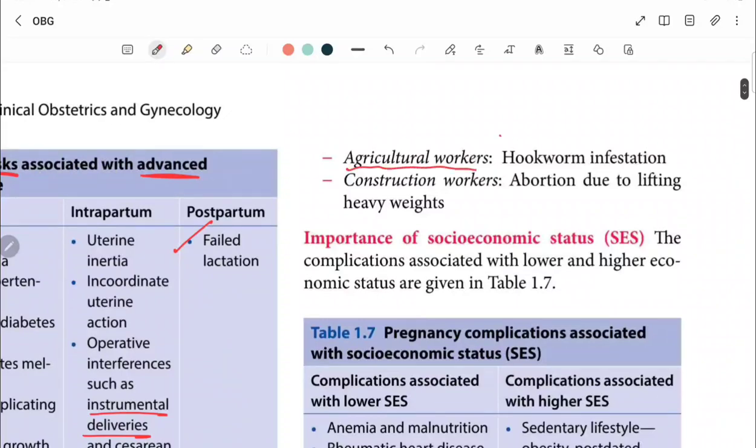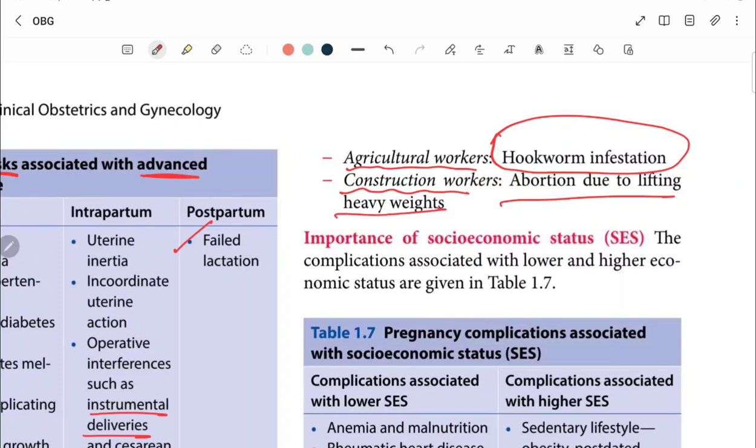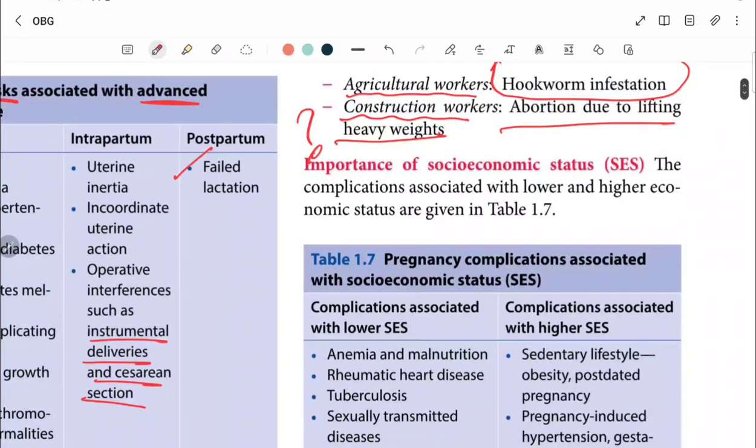In agricultural workers, hookworm infestation is very common. In the case of construction workers, abortion may occur due to lifting heavy weights. Oh my god, just see, due to lifting heavy weights, abortion may occur. So that's why occupation history is very important.